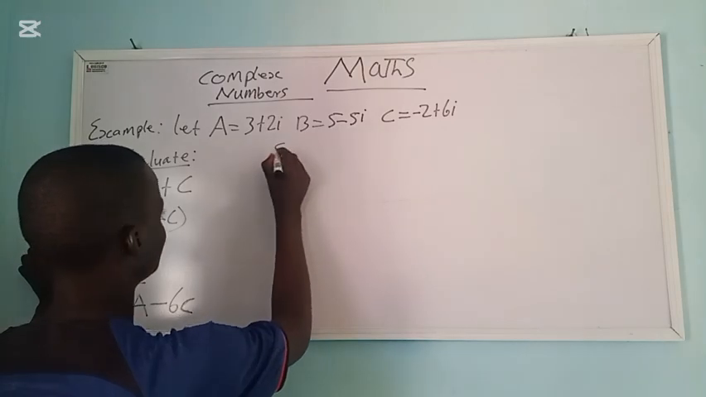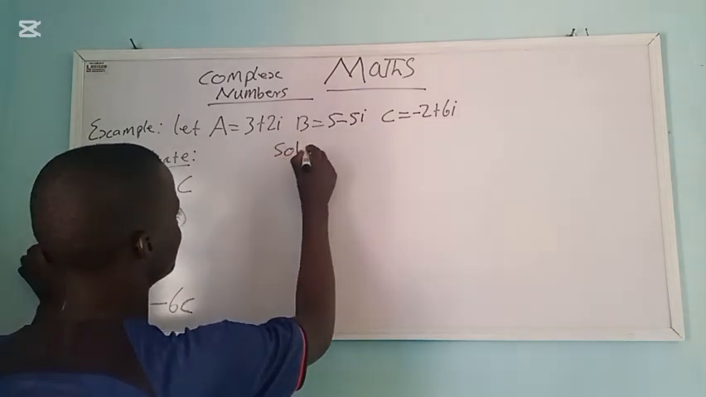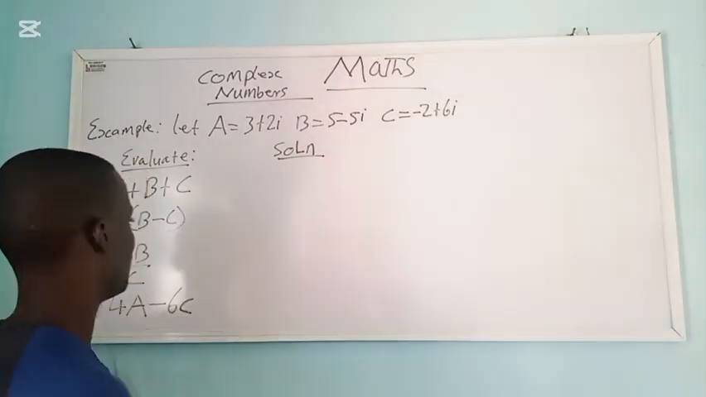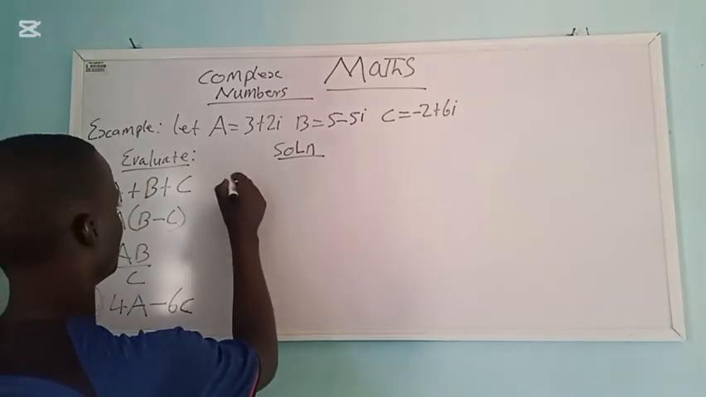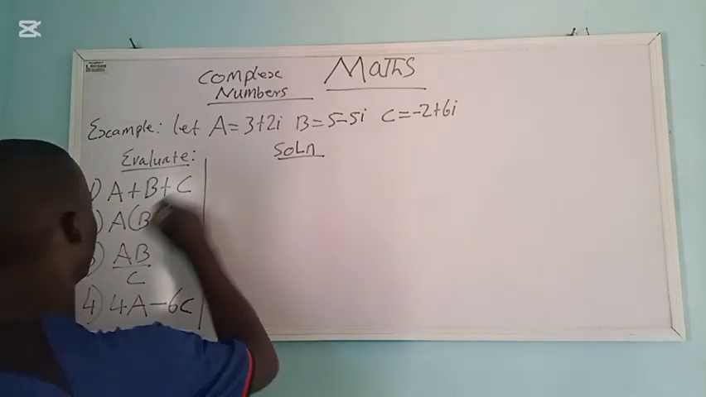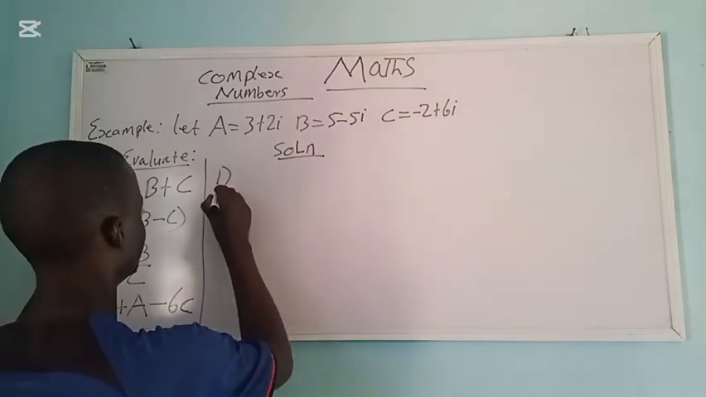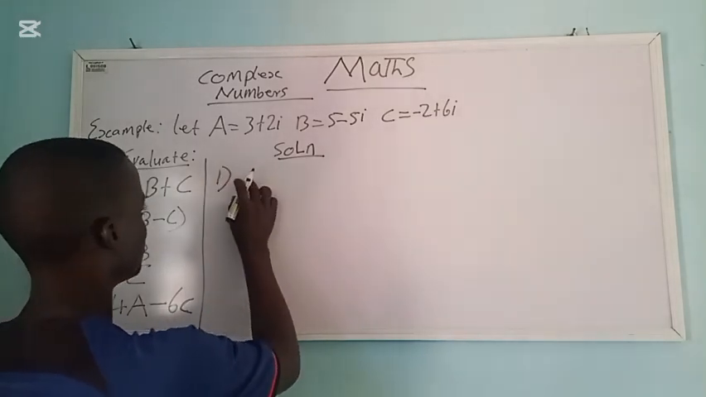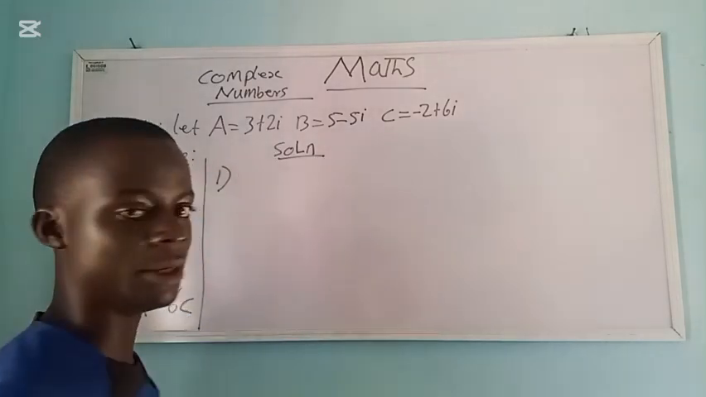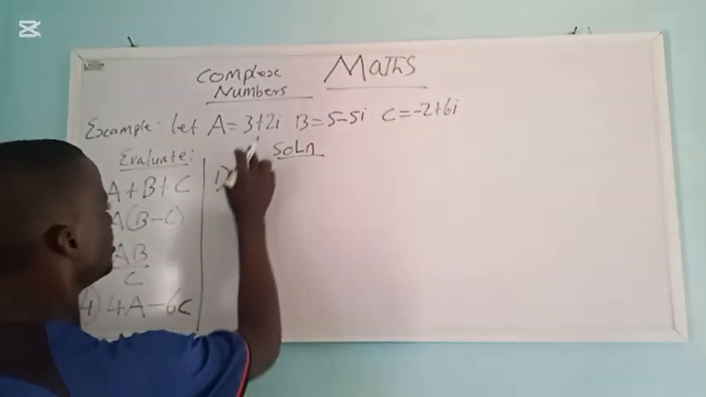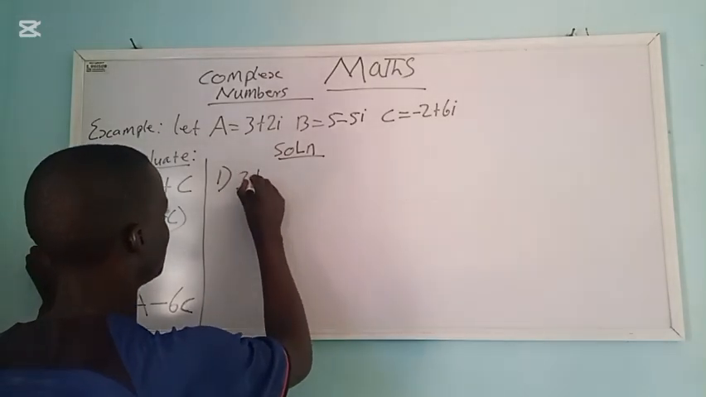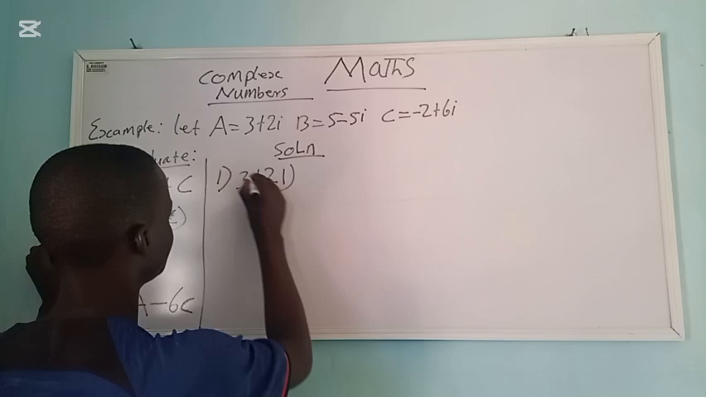Solution. So now let's start with number one. Okay, let me draw a line, please. So number one, we have A plus B plus C. So now instead of me to write A, I'll be putting the figures that represent A. So now A is what? 3 plus 2i.